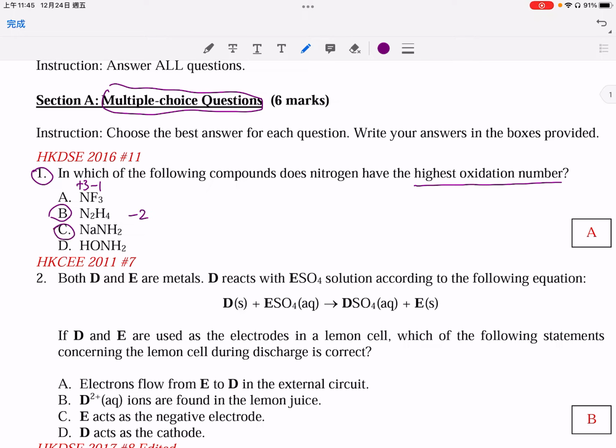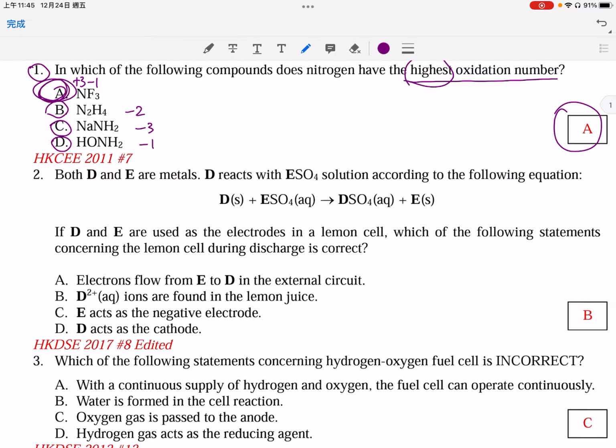Option C, NaNH2, the oxidation number of N should be negative 3. Option D, HONH2, the oxidation number of N should be negative 1. So the highest being A. So the answer is A. Question number 2.